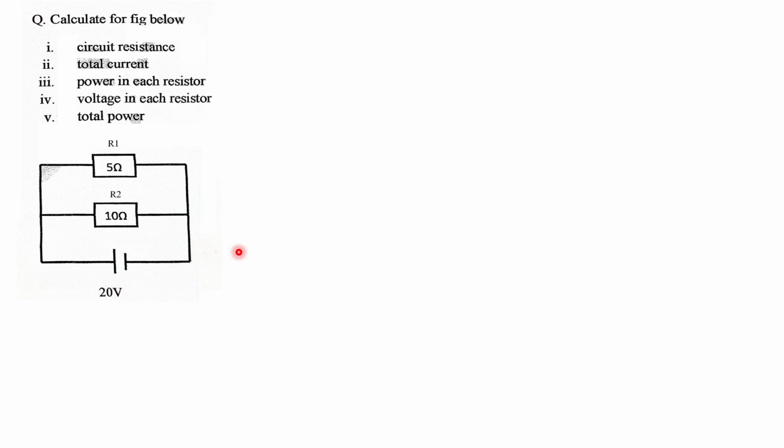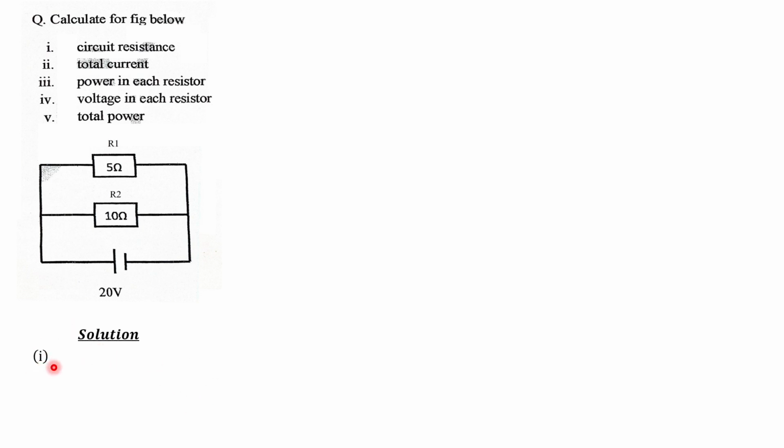Before we start with the solution, I want you to take note of this. Since it's a parallel circuit, the voltage is common. The supply voltage will be the same voltage across resistor R2 and the same voltage across resistor R1. When you are dealing with a parallel network, the voltage is always common. So let's move on with the solution.